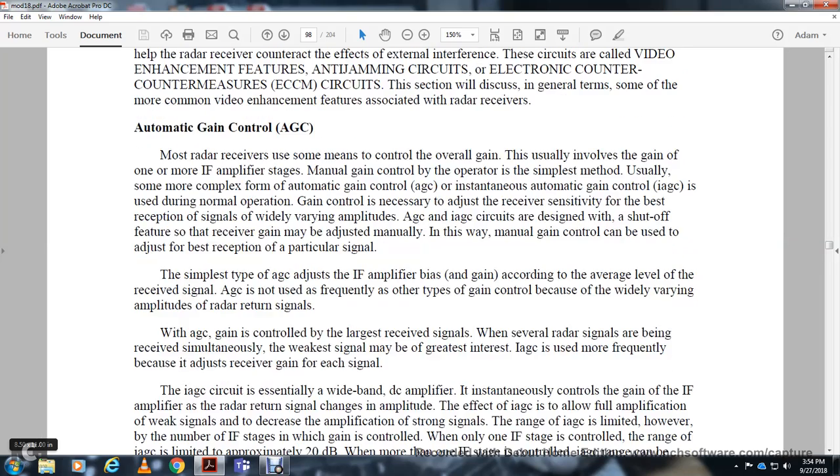Automatic gain control. Radar receivers control the overall gain by varying the gain of one or more intermediate frequency amplifiers. The main gain control is the operator's simple method, but some are more complex, such as automatic gain control. Instantaneous automatic gain control is usually used during normal operation.